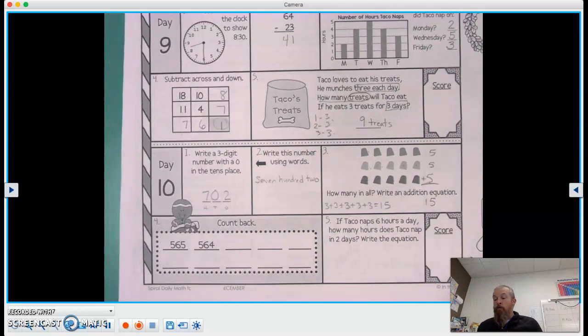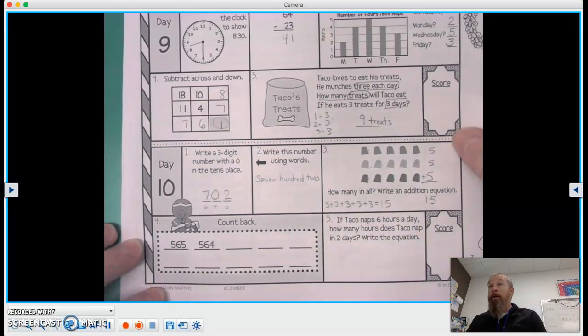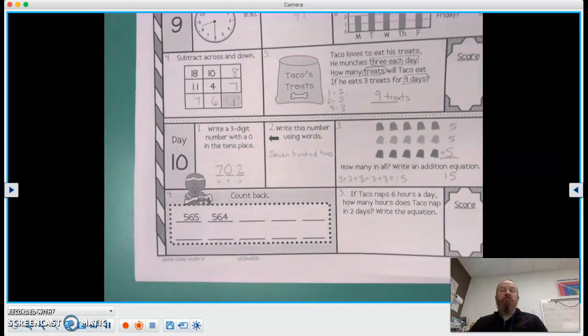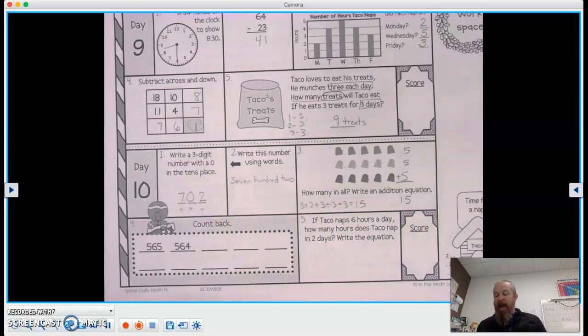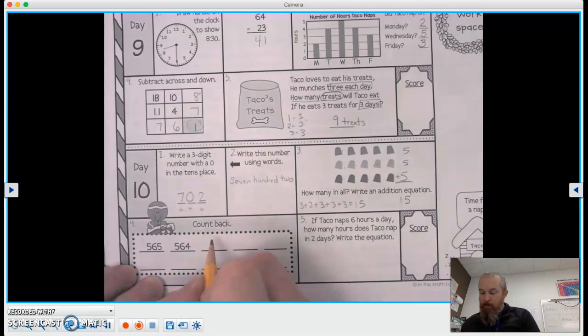Okay? Repeated addition. Now, if you remember, the repeated addition is really our beginning to multiplication. That's basically what it is. Multiplication is just a shortcut for that, okay? All right. Count back. It looks like it's just counting back by ones, doesn't it?